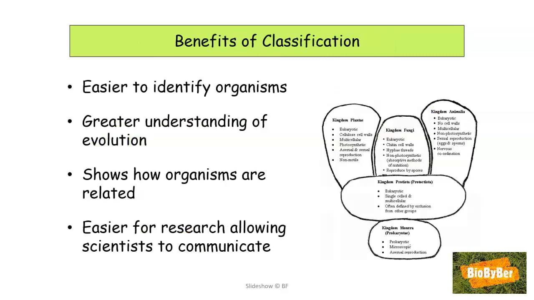Now, what are the benefits or the advantages of organising the organisms in this way? Well, if an organism is discovered, it makes it easier to identify it. It shows how the organisms are related to each other. It gives us a greater understanding of evolution, which we will come back to later on, and makes it easier for research, as it allows the scientists to communicate with each other.